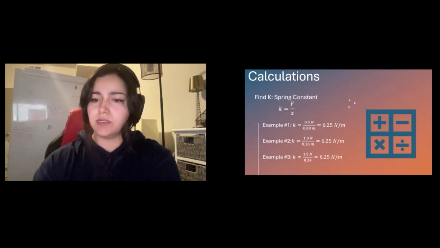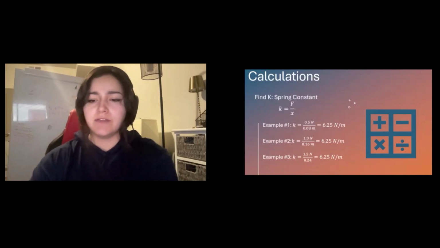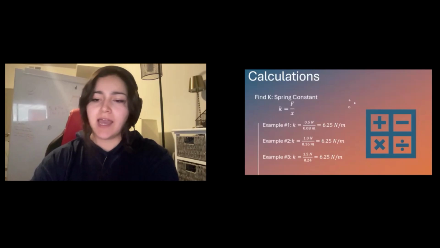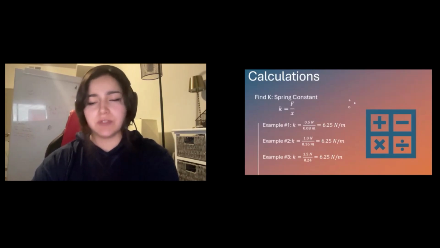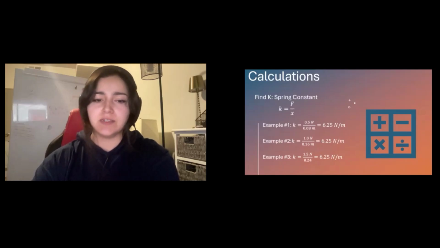And then the next one, I calculated the spring constant using k equals force divided by displacement. For example number one, I have 0.5 newtons divided by 0.08 meters, which equals 6.25 newtons per meter. And then I have 1 newton divided by 0.16 meters, which equals 6.25 newtons per meter. And then I have 1.5 newtons divided by 0.24 meters, which equals 6.25 newtons per meter.